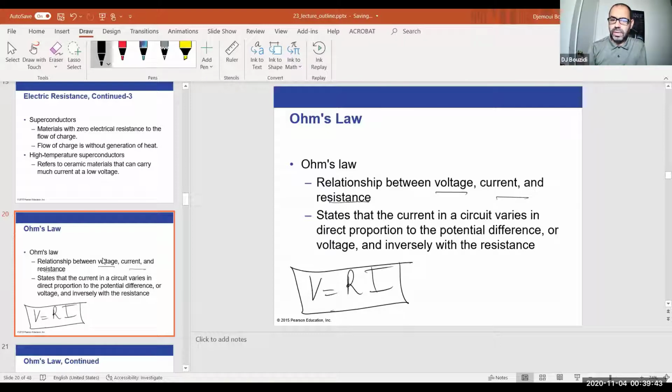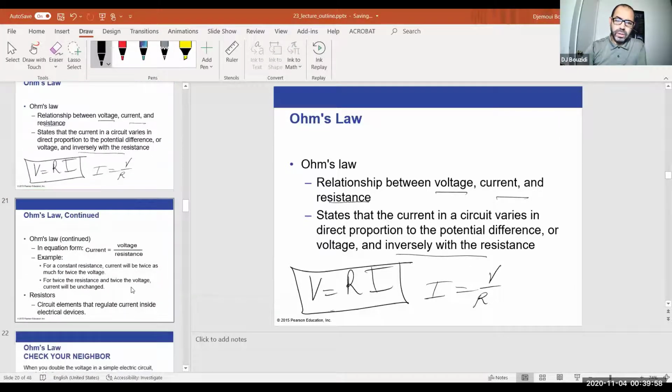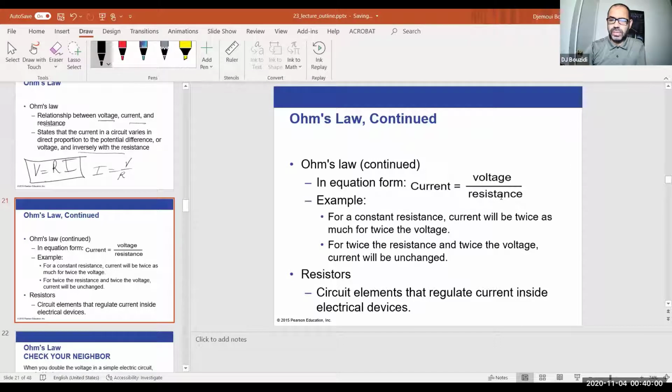So this is the relationship. It states that the current in a circuit varies directly proportional to the potential difference or voltage, and inversely proportional to the resistance. So this is basically what this says: I equals V over R. This is the mathematical expression again, except that it's spelled in words.